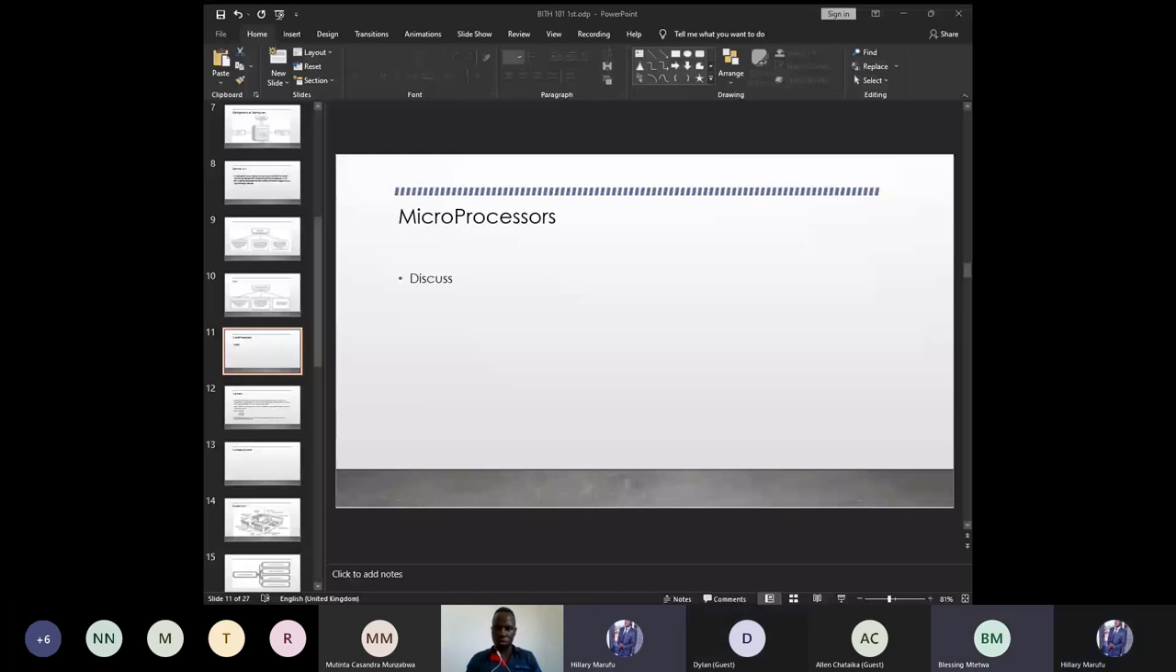A microprocessor is a data processor which contains logic and controls, the arithmetic logic system and control unit. Okay, that's a microprocessor. So what does it do?